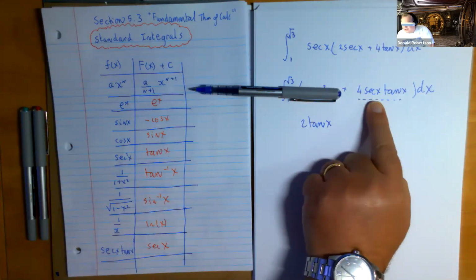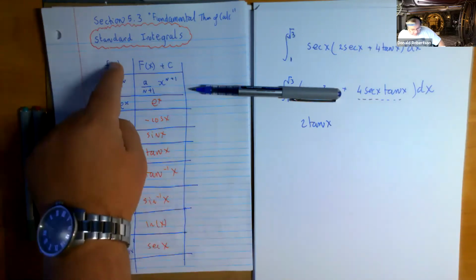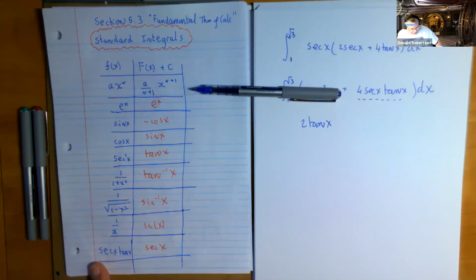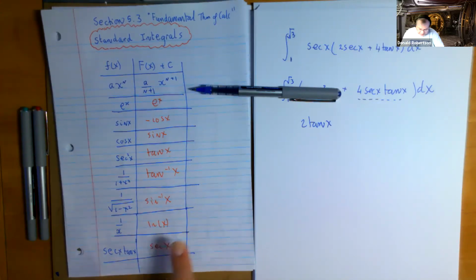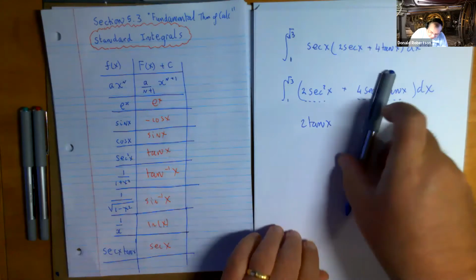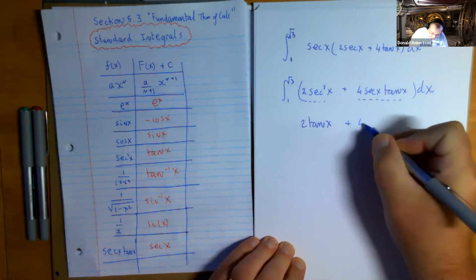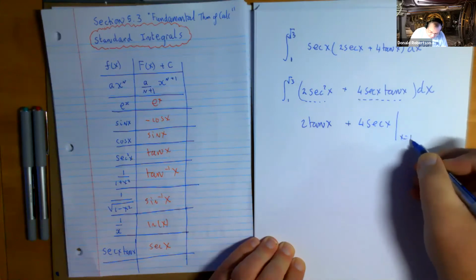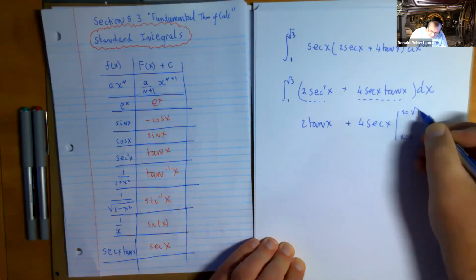The 4's not an issue. You just stick 4 in front of the answer. Secant tan. Do you recognise that secant tan is in this list? And what's the antiderivative of secant tan? It's secant. So 4 secant tans get me 4 secants. And then you evaluate them at x equals 1 and x equals root 3.